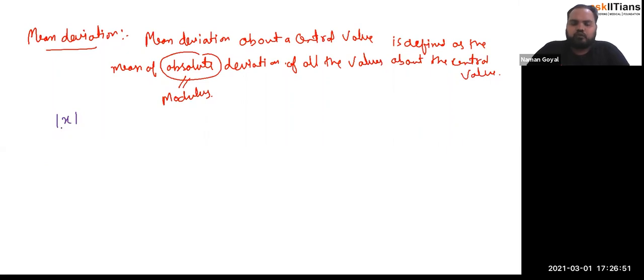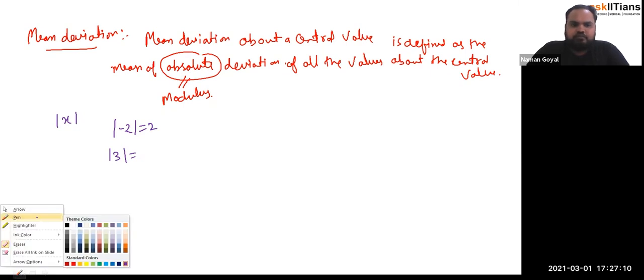The sign used for finding the modulus of any quantity is like this, mod x. Mod is a function that makes a negative quantity positive. If the input is -2, the output is 2 only. If the input is 3, the answer is 3 only, because the work of modulus is to make them positive.